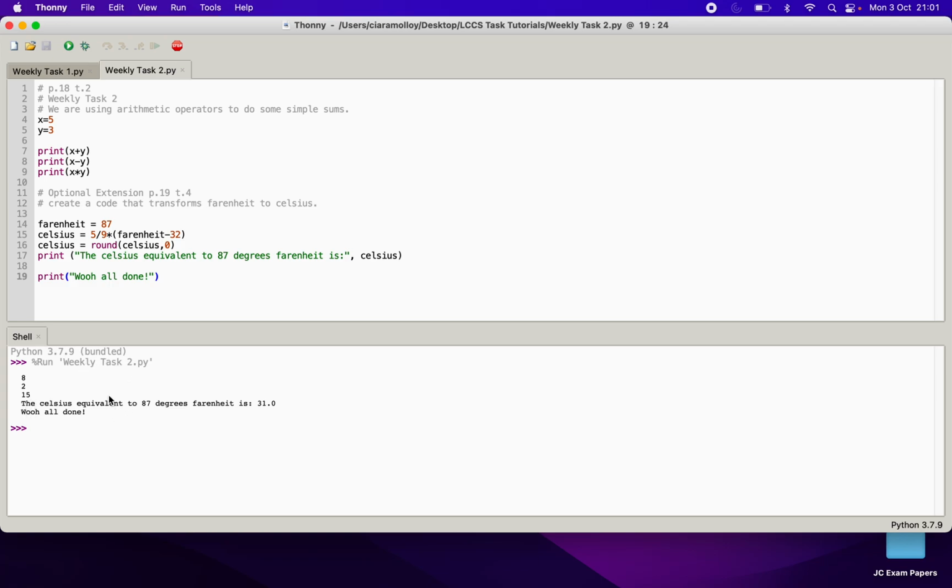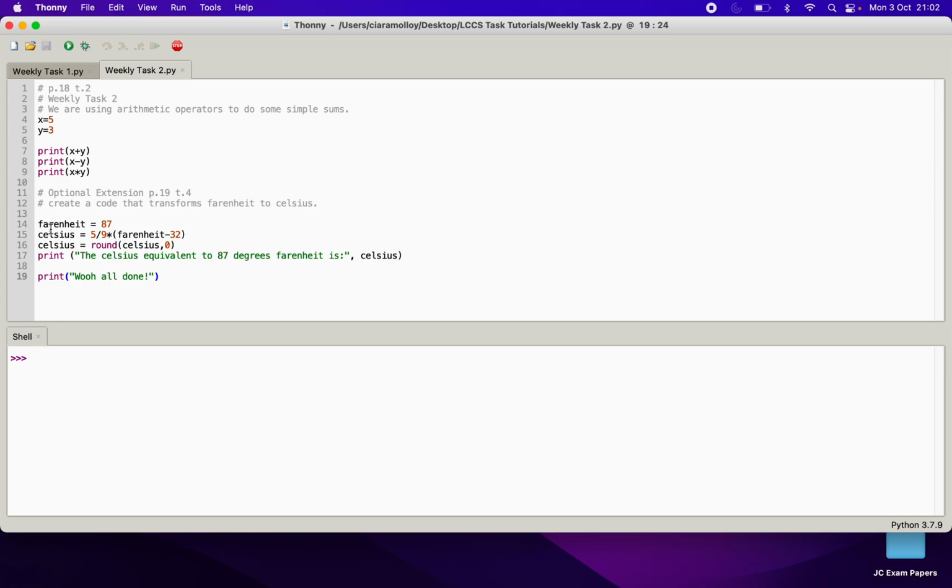Okay, the second one then. Just clear it quickly. Right, so your optional extension then was page 19, task 4. So we had to just create a bit of code that transforms Fahrenheit to Celsius.